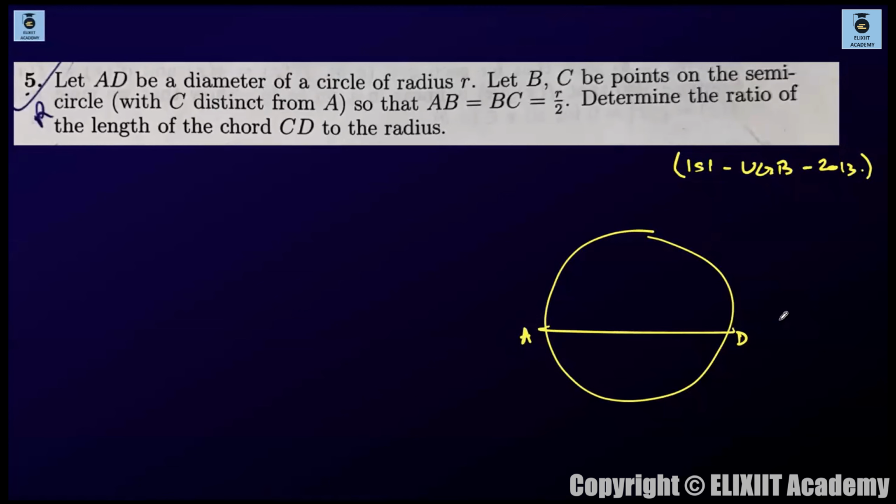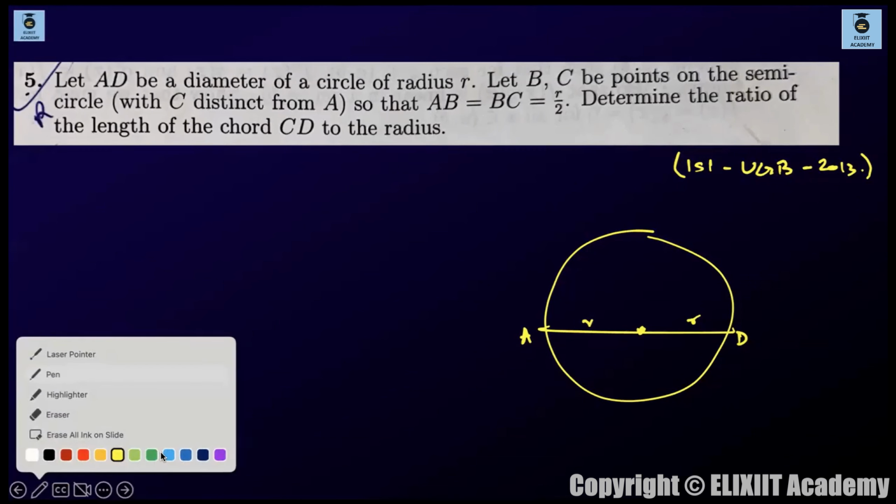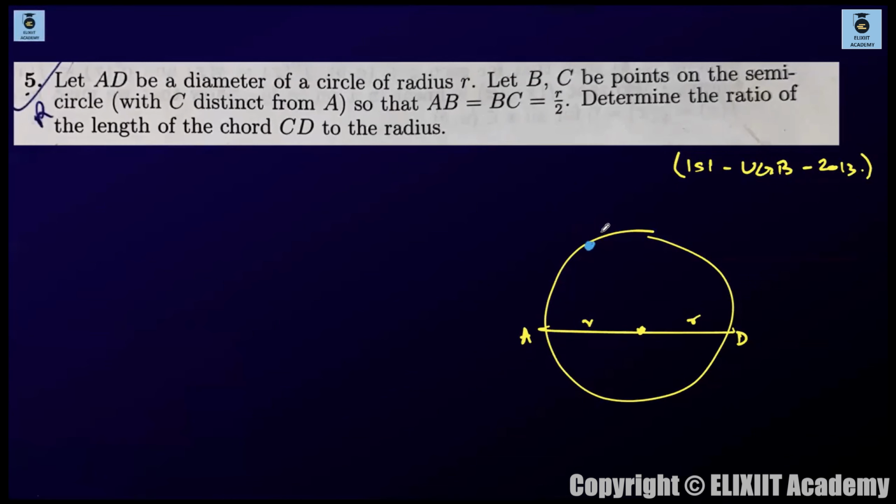Now what they're saying is the radius of the circle is R units. From the center, this much is R units and this much is also R units. So the diameter is 2R actually. B and C are points on the semicircle. So you consider one semicircle, let's say this semicircle I'm considering. B and C are any two different points I'm taking.